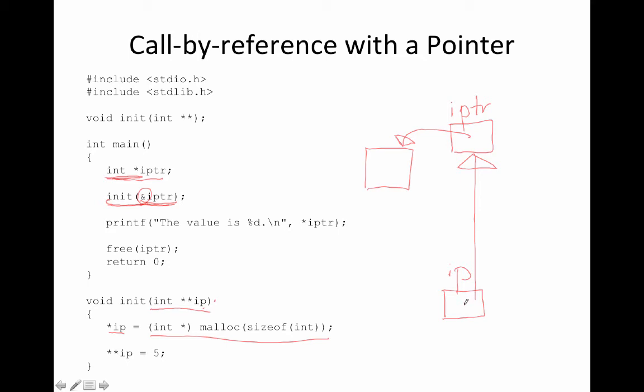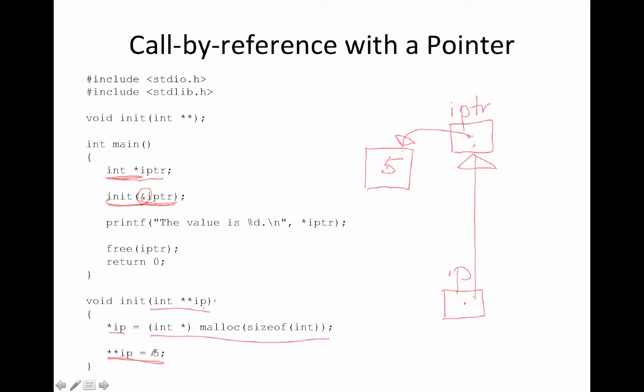So ip is a pointer to a pointer. Now, if we want to put a value in this location, we have to follow the two pointers. The only way we have of getting here is by following the pointer from ip, because all we have in our function is ip. We don't have iptr. We follow that pointer to this location, in other words, using the dereferencing operator twice. Star ip is the value in this location, and we want to make that 5.